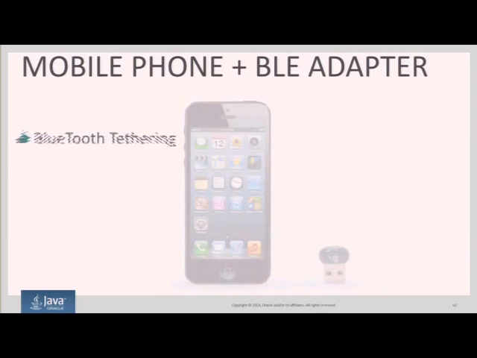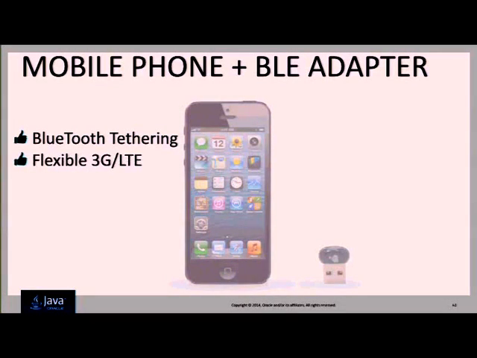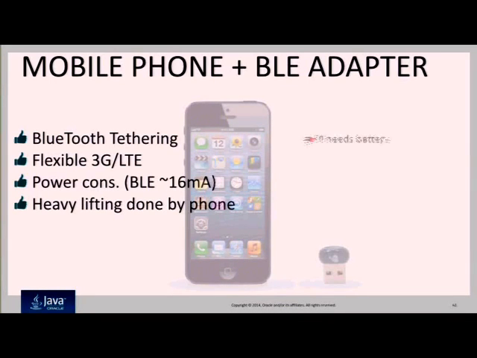And the big advantage when using BLE, you will see, is the power consumption. So you need a phone that is able to do Bluetooth tethering, sure. And if you have that, then it just depends on the phone and on your provider what kind of speed you get. Then the power consumption is just 16 milliamps, which is a lot less than Wi-Fi. That means the Pi itself, which has to connect to the phone, doesn't need as big a battery as the Wi-Fi solution, right? So this is a good idea. And the heavy lifting is done by the phone, sure.